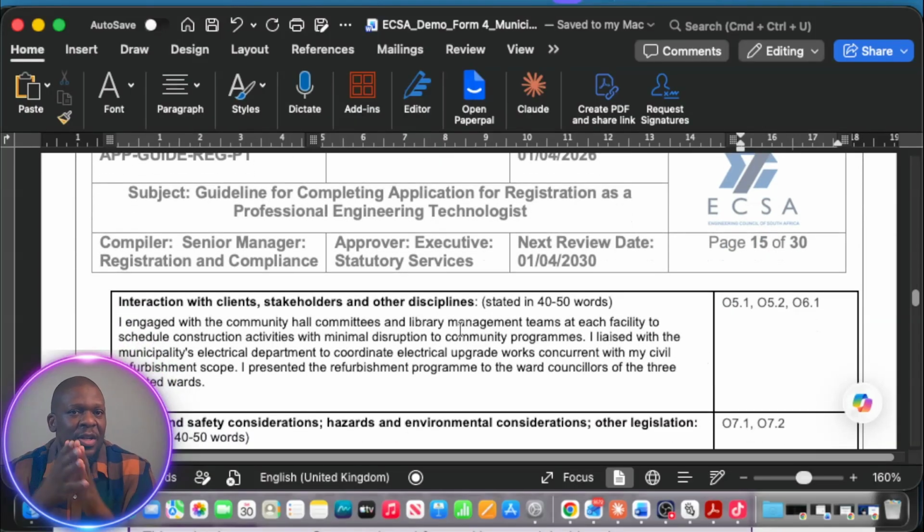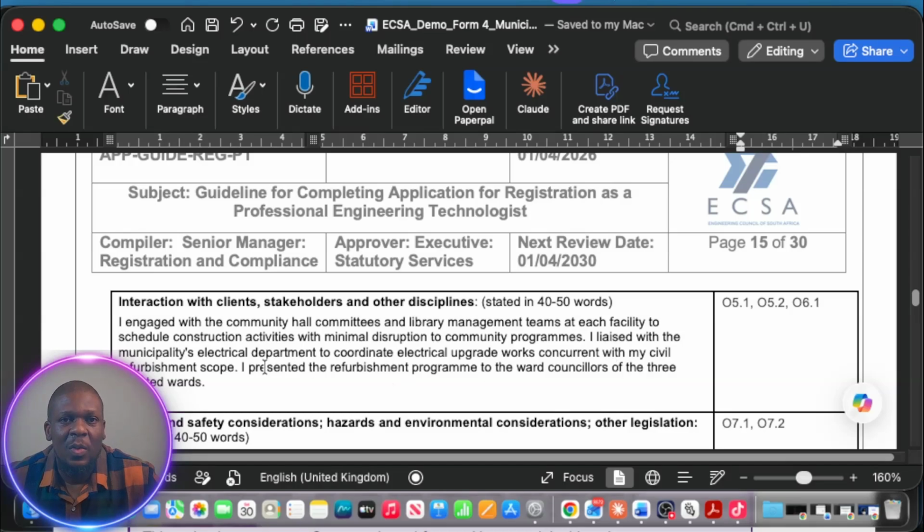Then interaction. Of course, you will have to interact with the community in terms of the usage of the library. You will have to interact with the community in terms of using the community hall. You have to interact with the library management team to ensure that you schedule construction at a specific time with minimum disturbance.